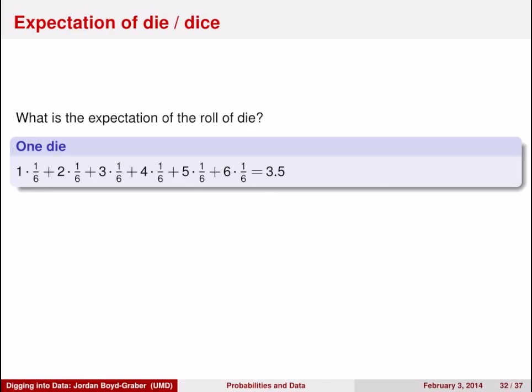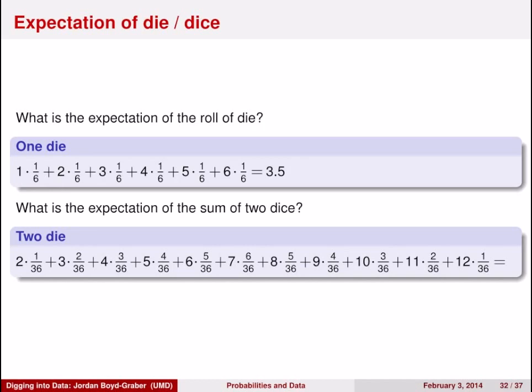That was fairly easy, so let's look at a more complicated example. What is the expectation of the sum of two dice? So now the probabilities are no longer all the same. Some outcomes are more probable than others. However, what we can do is we can use the linearity of expectations, and if the expectation of one die is 3.5, then the expectation of two dice will be twice that because the two dice are independent.